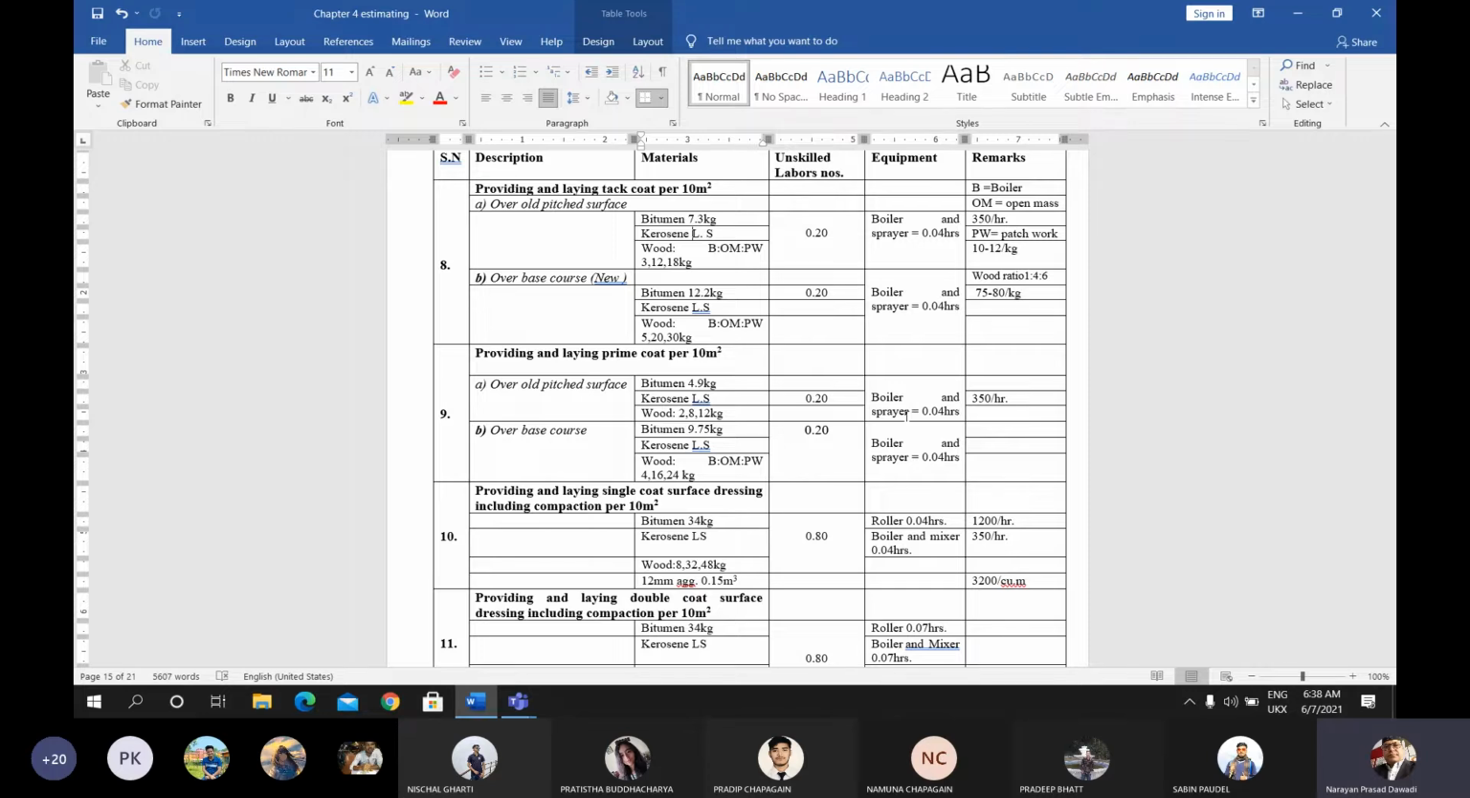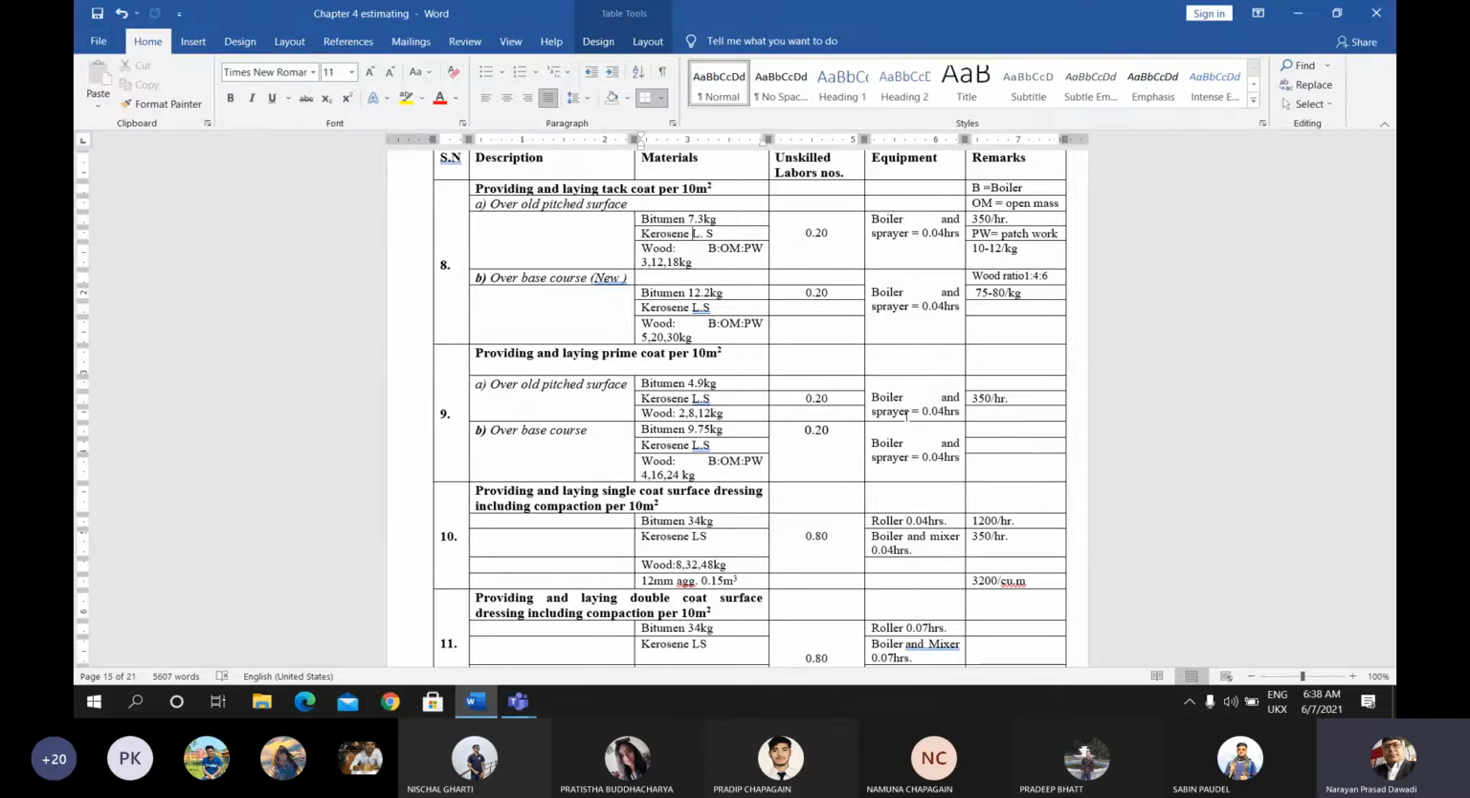And the kerosene is for both of them, taken as lump sum. The wood required for the prime coat over the old pitch surface is 2, 8 and 12 kg respectively for boiler, open mass and patchwork. Similarly, over the base course new surface, the wood required for boiler, open mass and patchwork will be 4, 16 and 24 kg.